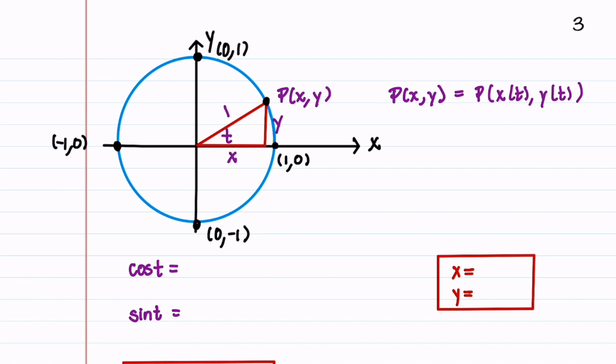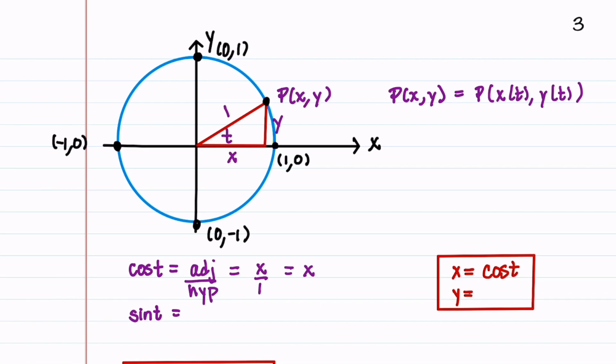We can now write cosine t as the adjacent divided by the hypotenuse. And if we look up in our picture, our adjacent side is x and our hypotenuse is 1. So that tells us that cosine t is equal to x. So let's put that over in our box. So x is equal to cosine t.